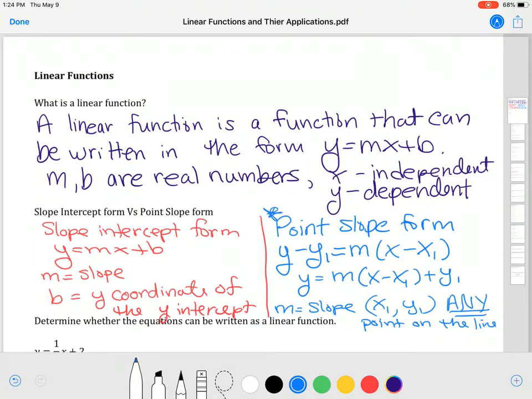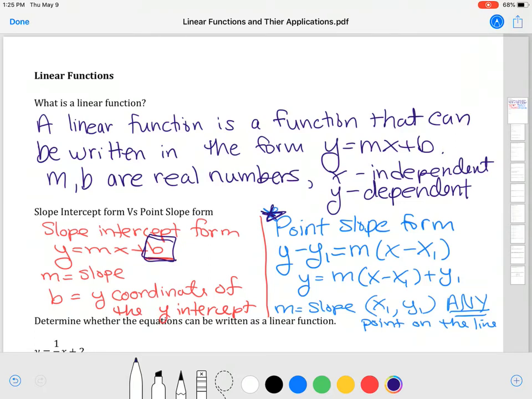This equation, point slope form, has an advantage because the x1 and the y1, you can use any point from the line, whereas the slope-intercept form, you have to have a very specific point to plug into that form. You have to have specifically the y-coordinate of the y-intercept. So I find that this form, the point-slope form, is actually easier to use. However, that's up to you. You can use whichever one you want.